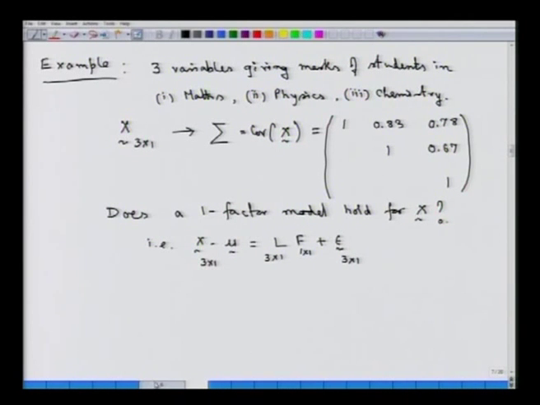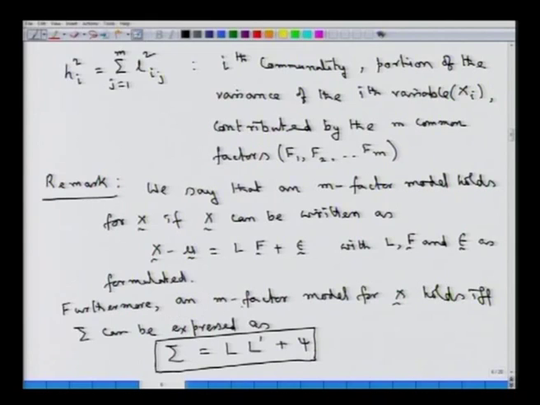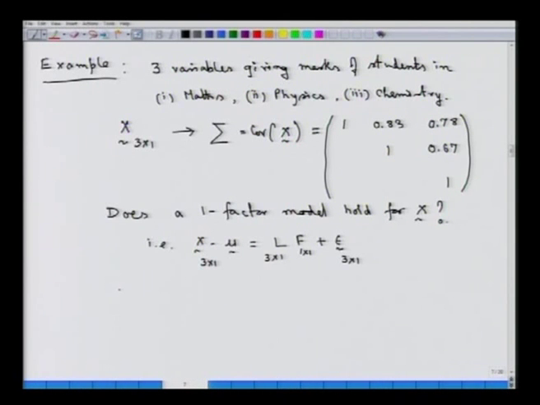Now, as we had remarked here, we are going to say that an m factor model for x holds if and only if sigma can be expressed as sigma equal to L L dash plus psi, with appropriate values of L matrix and the matrix psi. So, we are going to verify this relationship, whether sigma is conformable to such a representation where this is L L dash plus this psi matrix.